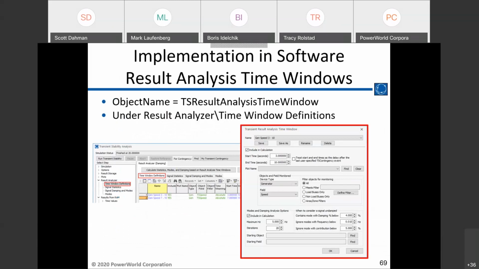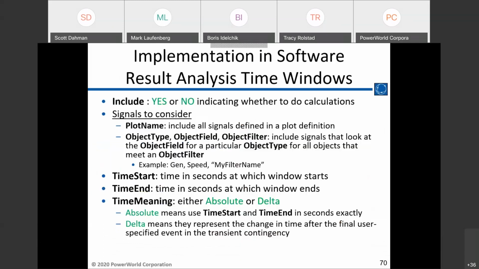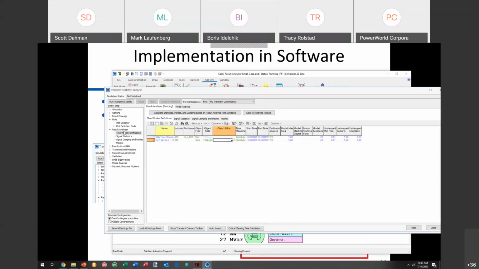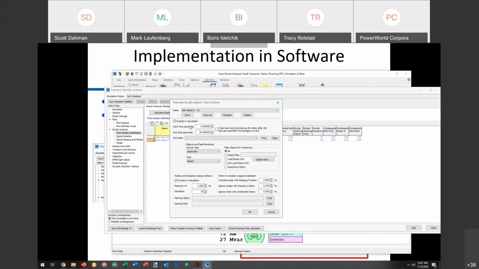All right, so implementation in the software. In the software, this right here, you have to define these time windows. This is the time window definition. So a time window up at the top, you're describing start and end time. And you can also say, treat those as a delay from the last user event. So I could say start 2 seconds after the fault clears and go out to 12 seconds after it clears or something like that.